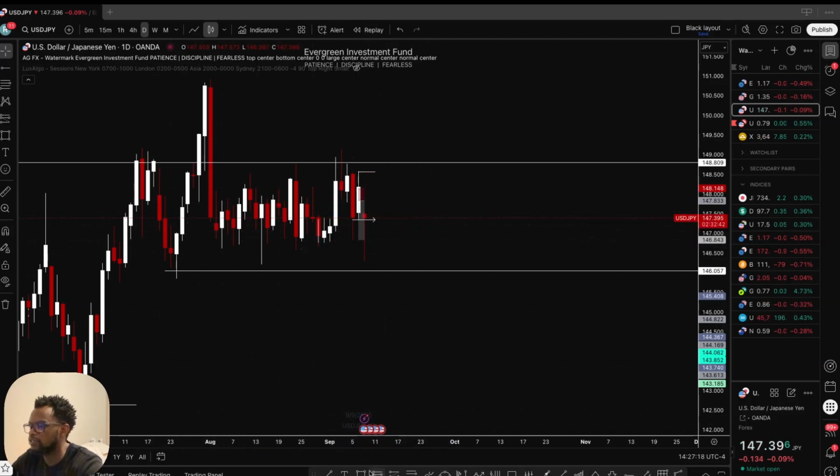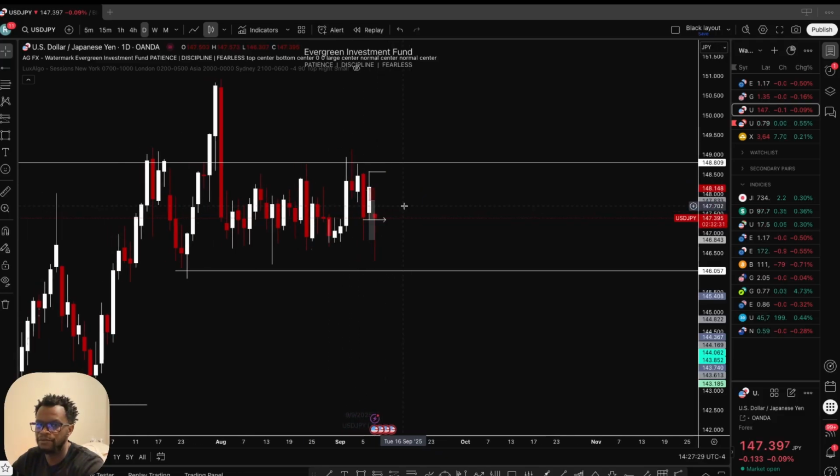As you can see, this is the daily chart. This is horrible price action, but if you've got a system that works on different market conditions, then you can find entries within the chaos, right?